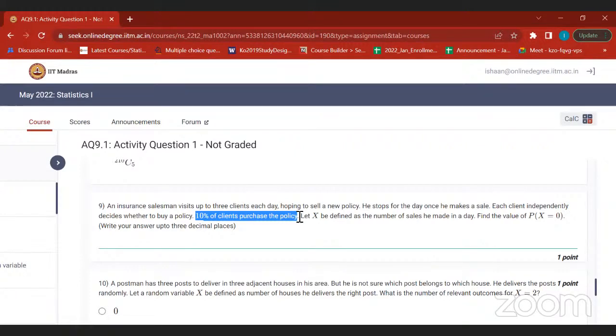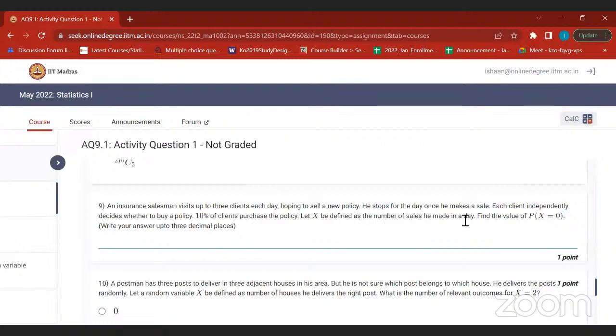There will be 3 no's. I mean, did you get my point, sir? Why did you take the first? Here we have to find the value of probability X equals 0, right? Yes, sir. When will X be 0? When none of the 3 buys the policy.